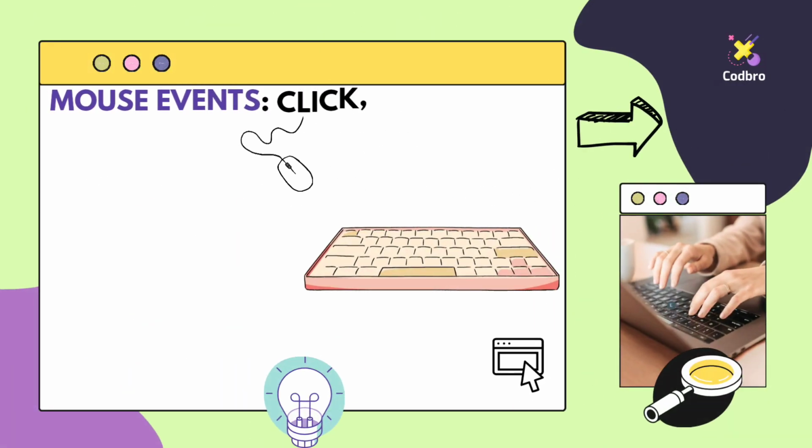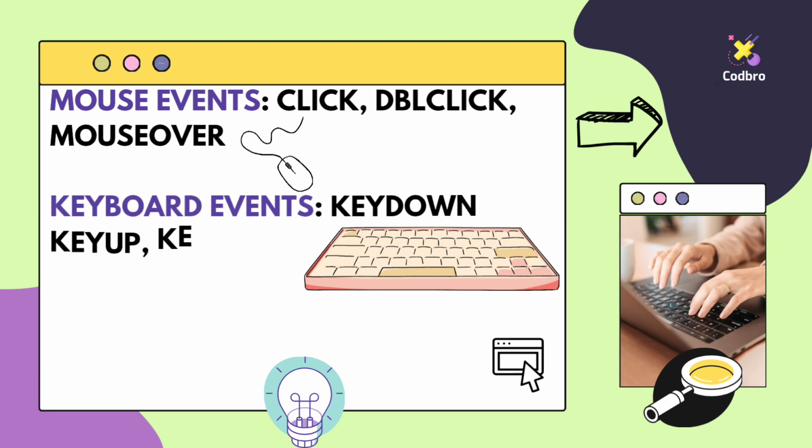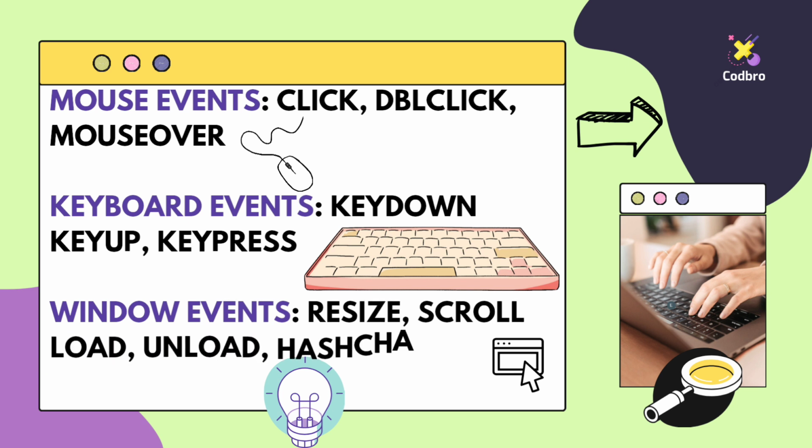We have different types of events such as mouse events like click or double click or just moving the mouse over an element, keyboard events like typing into the text box field, and window events like window scroll or resize, and one of the important ones like when the window loads.